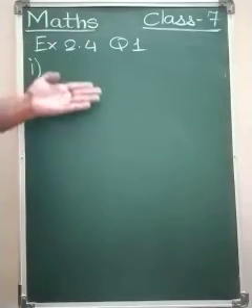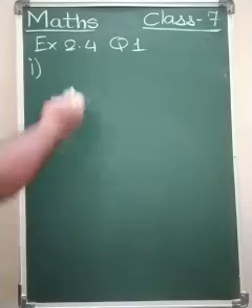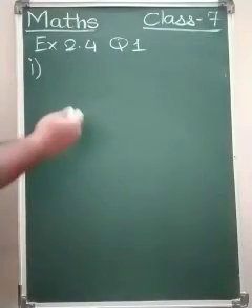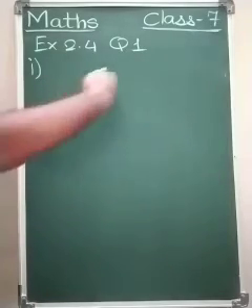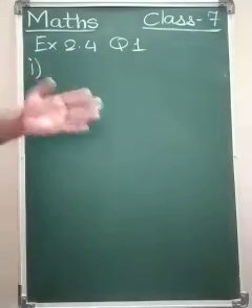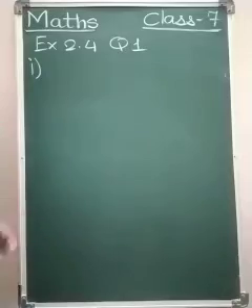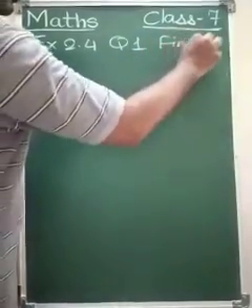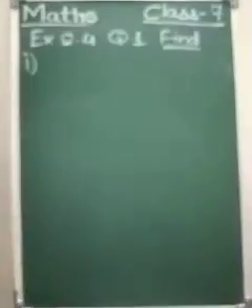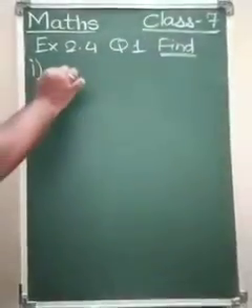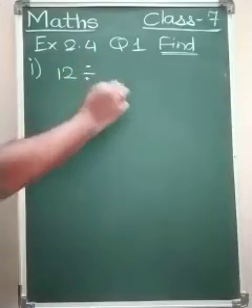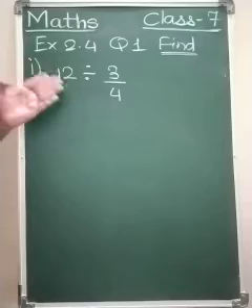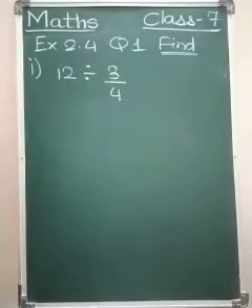The same way your syllabus has been framed: first, fraction divided by fraction, fraction divided by mixed number, whole number divided by fraction. So in this way, different types of sums we are going to come across. The first question is find. We have to find out the answer. A whole number is there, 12 divided by 3 upon 4. This is the first sum.